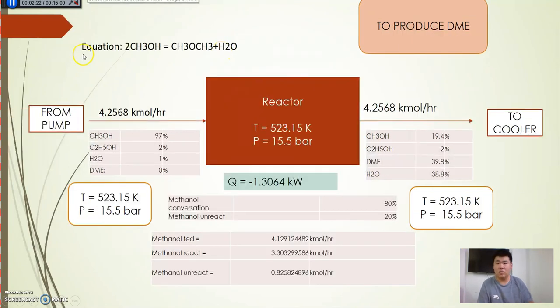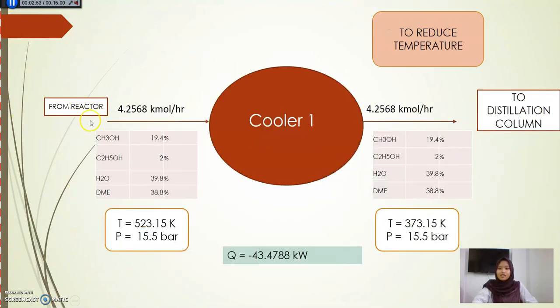And for the reactor, the input from the pump is 4.2568 kilomole per hour. Temperature is 523.15 Kelvin. Pressure is 15.5 bar. And the output is 4.2568 kilomole per hour. Temperature is 523.15 Kelvin. Pressure is 15.5 bar. And Q is negative 1.3064 kilowatt.